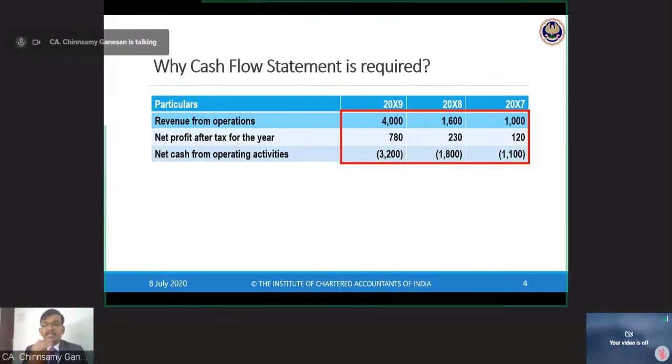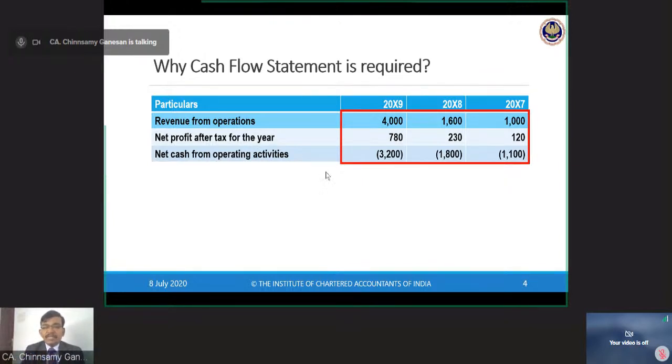So 1,600 crore. From 1,600 crore, 2019 has gone to 4,000 crore. Very fantastic result. And if you see the operations, there is also year-on-year growth, from 120 to 230 and 780. You actually see that in proportion to your sales, profits are also increasing year on year. So anybody looking into the profit and loss account will think that this company is doing fantastically. Year-on-year growth in revenue, year-on-year growth in net profit after tax, perfectly all right.